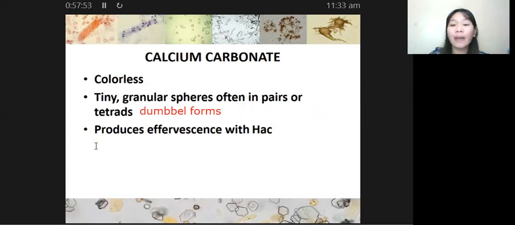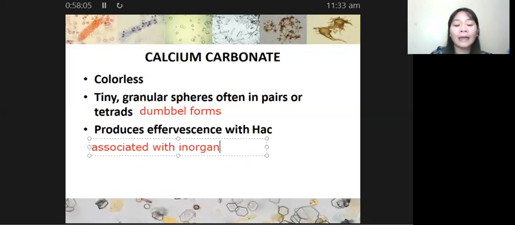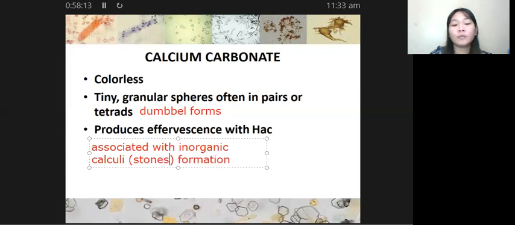Alright, and apart from that, as to its clinical significance, take note na ang ating calcium carbonate is associated with inorganic calculi formation. So calculi, ito yung stones, mga renal stones po natin. So it is associated with inorganic calculi formation. Okay, so we have your calcium carbonate.